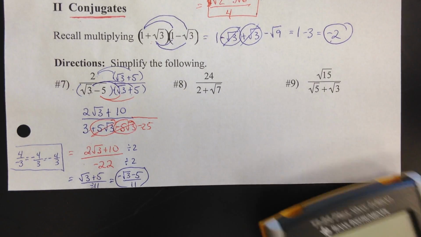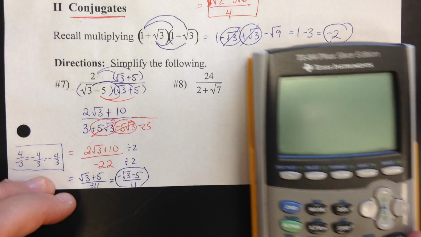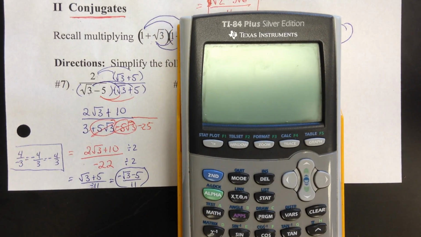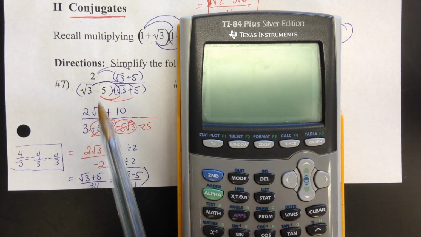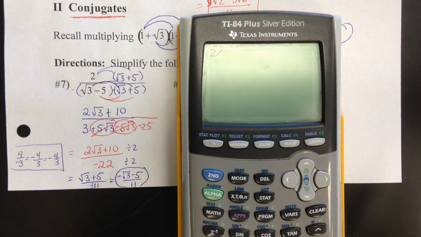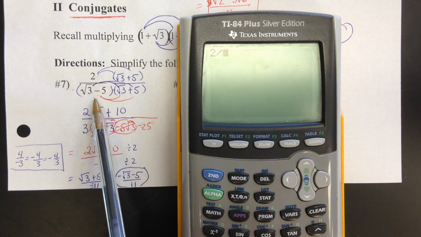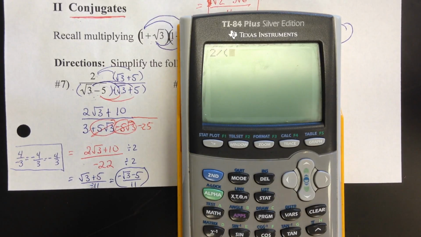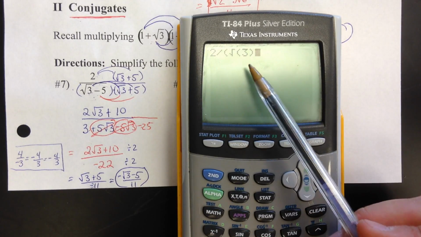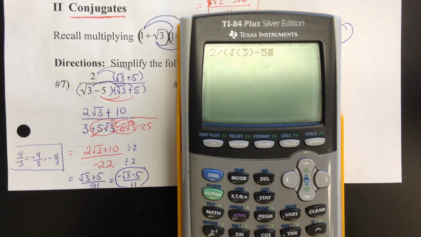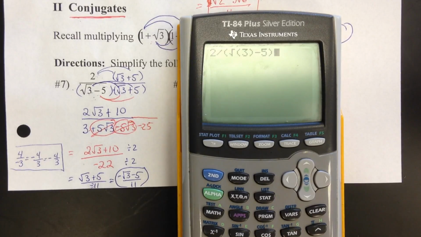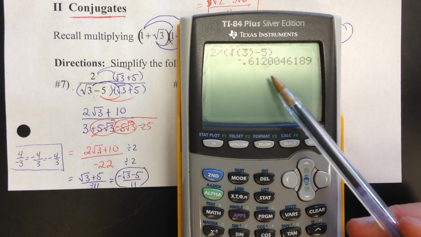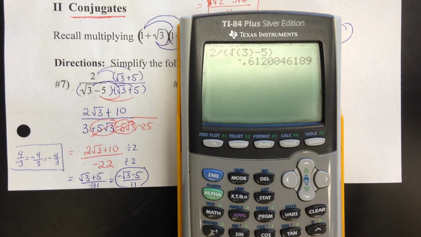All right, we're back. Before we start number 8, let me just show you that this is going to be equal. To check this, what I want to do is take the original problem, which was 2 over square root 3 minus 5. So 2 divided by, now I need to put the whole denominator inside parentheses. So I'm going to open parentheses, square root 3. Now I need to close that. I'm going to close the square root and then subtract 5. But then notice that I also have to close the whole denominator. Now we're going to get a decimal. Okay, negative 0.612. Our solution should be the same.